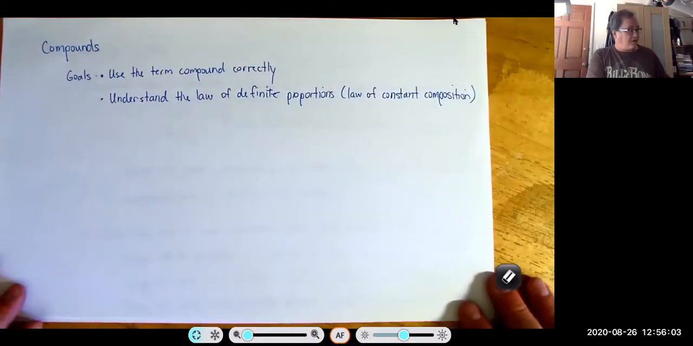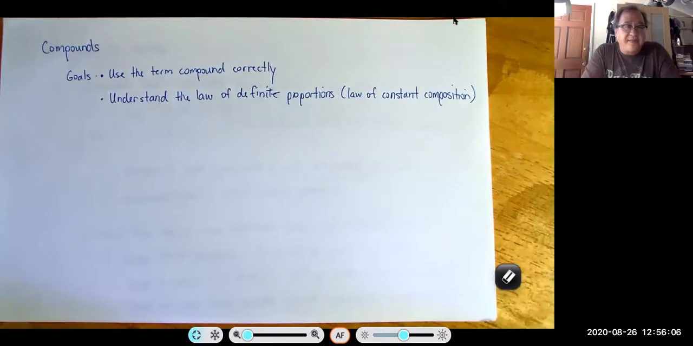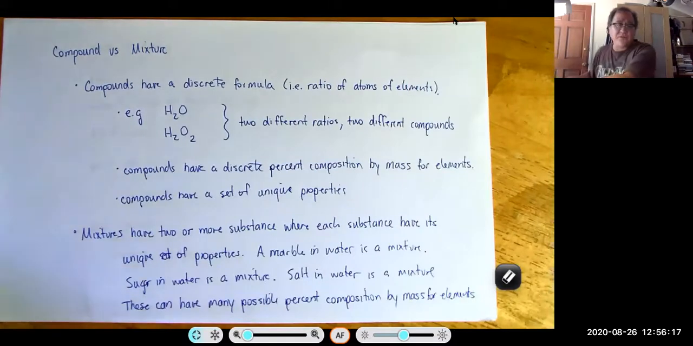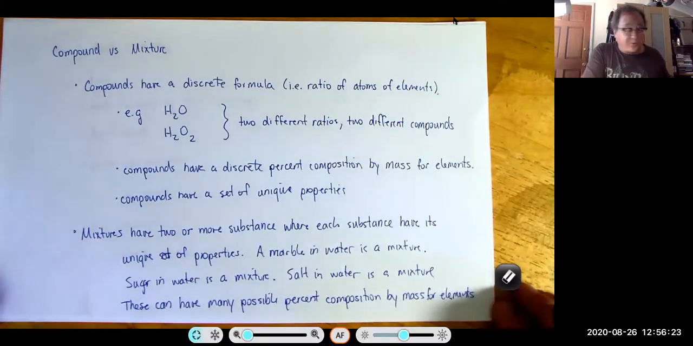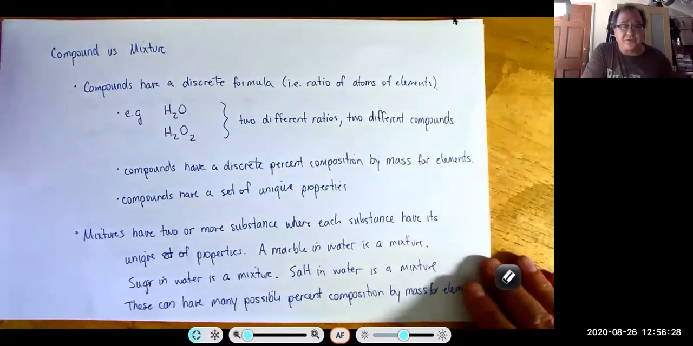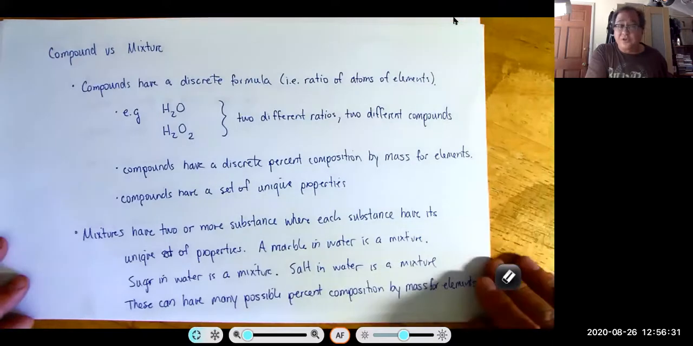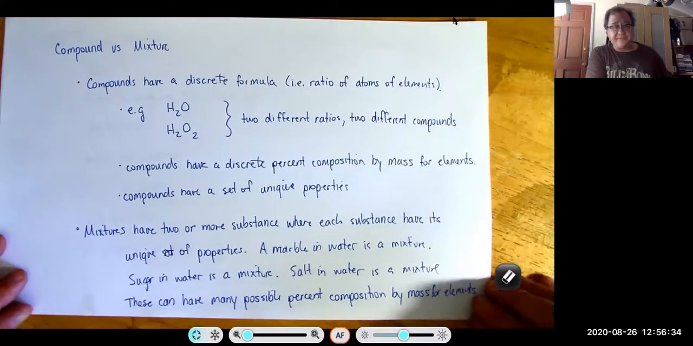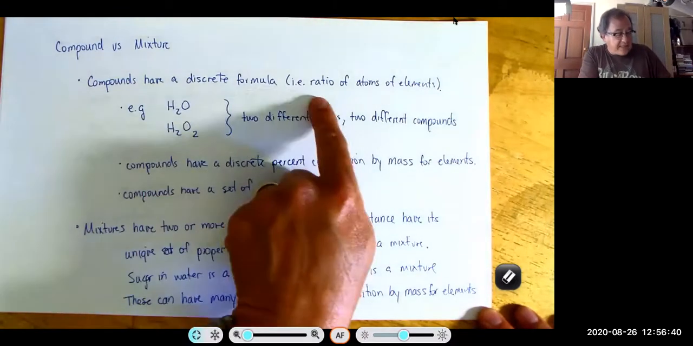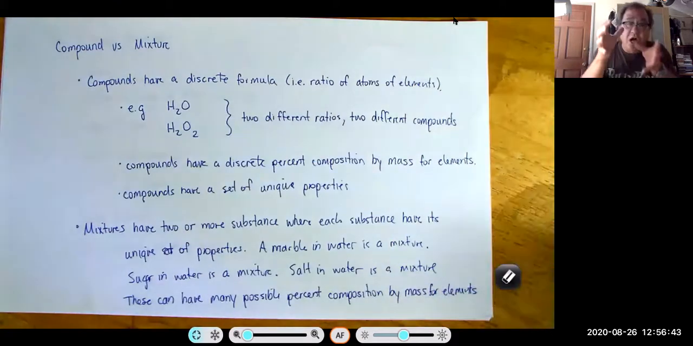Compounds. The goals of this are to use the term correctly, understand the law of definite proportions, also called the law of constant composition. So here, when we start talking about compounds, really for the law of definite proportions or constant composition, whichever you want to call it, this context is relative to something called a mixture. So we know a mixture is 2 or more substances, each with its own set of properties. Compounds have a discrete formula.